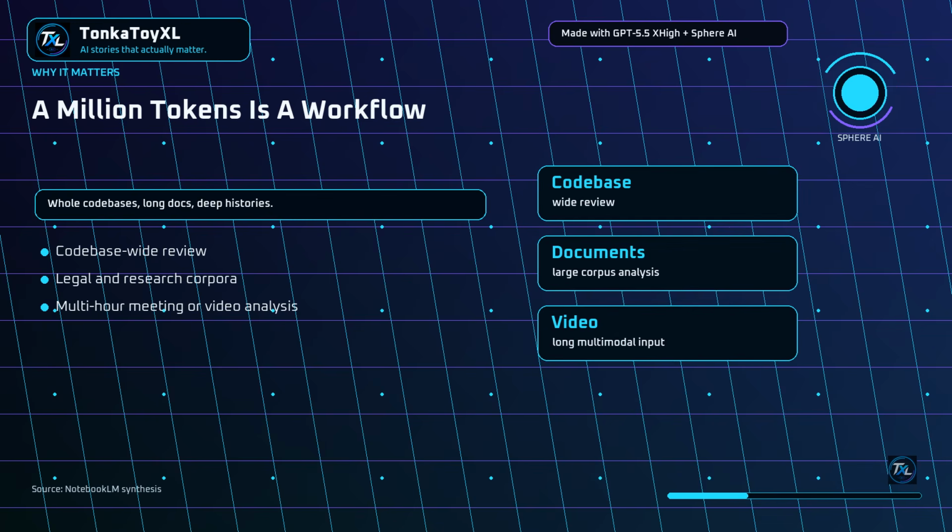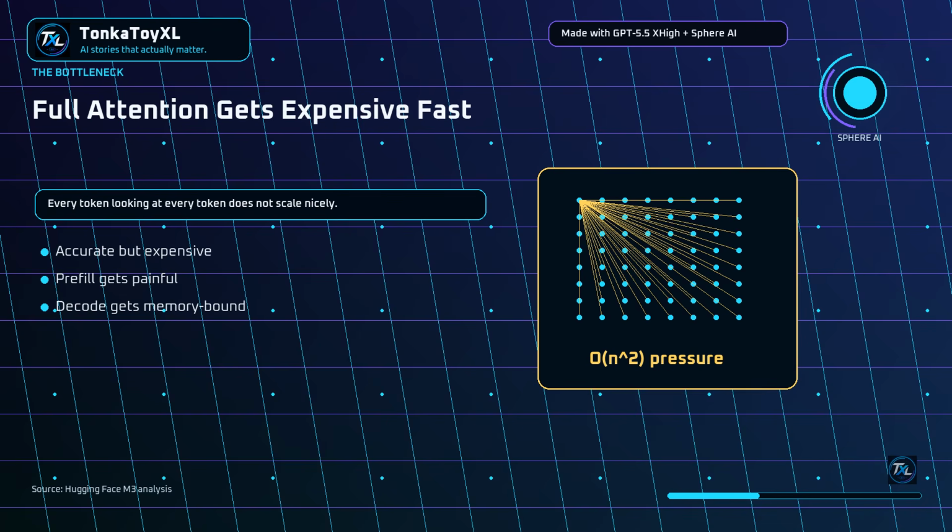A million tokens is not just a fun number. It means a model can potentially reason across a whole code base, a large legal packet, months of notes, or a long technical video without chopping the job into tiny pieces. The problem is attention. Traditional full attention is accurate because tokens can look broadly across the context. But at million token scale, that becomes a compute and memory problem. You need a smarter way to choose what matters.